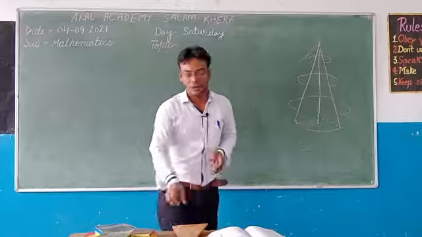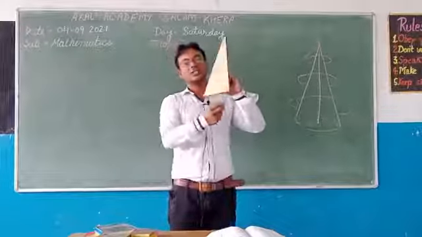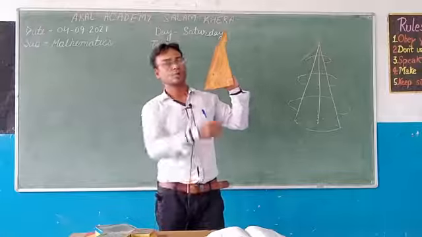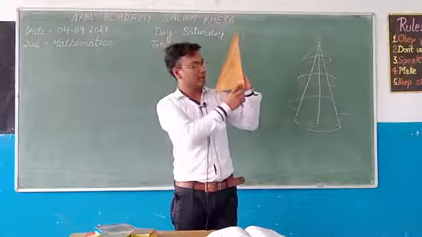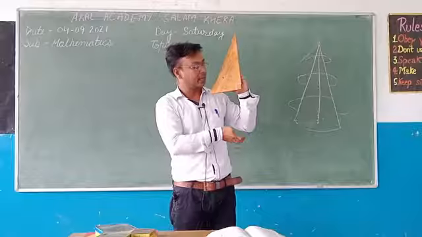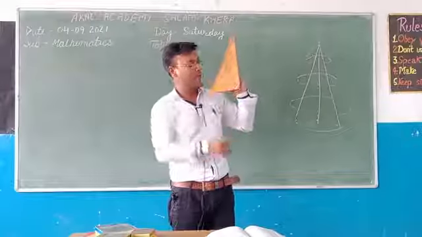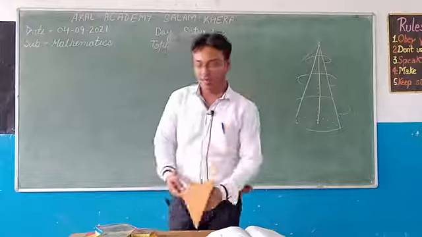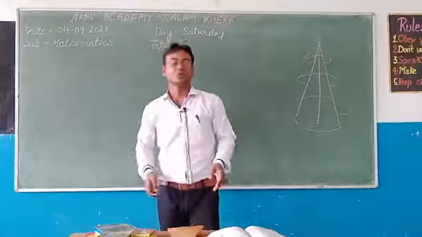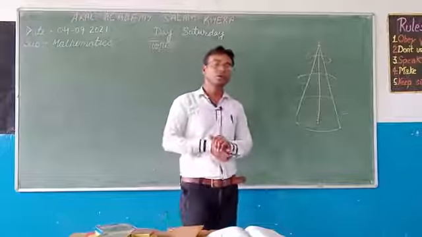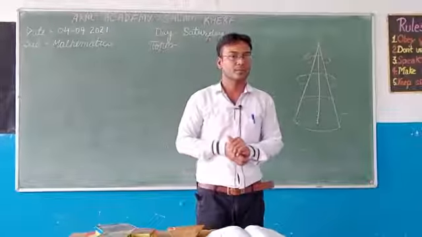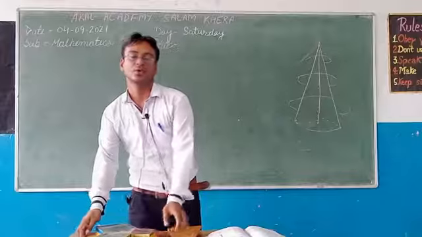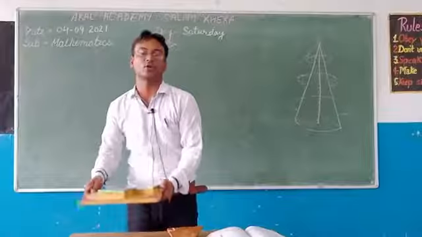Okay, now tell me which type of triangle this is. Good. This is the right angle triangle, because one angle is 90 degrees. And now can you tell me where we can use the Pythagoras theorem? Yes, you can use the Pythagoras theorem in a right angle triangle.